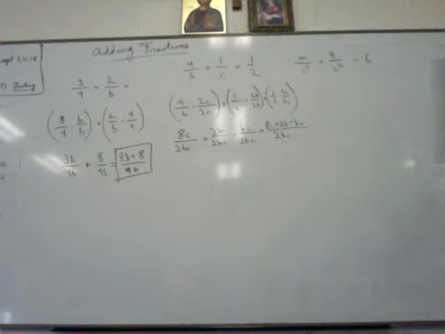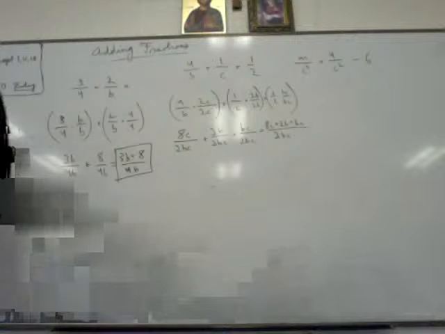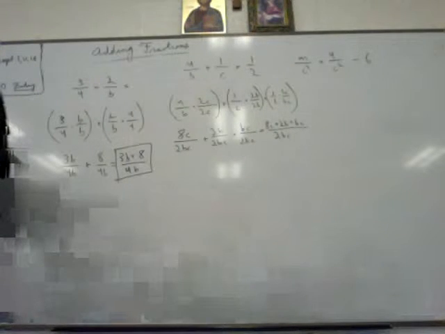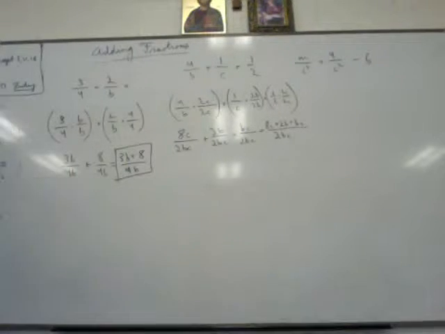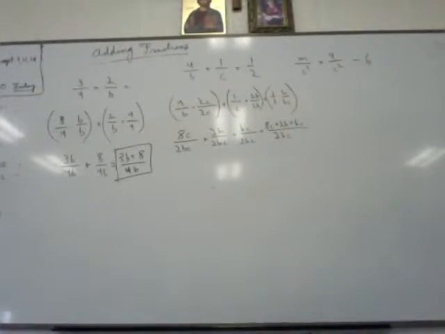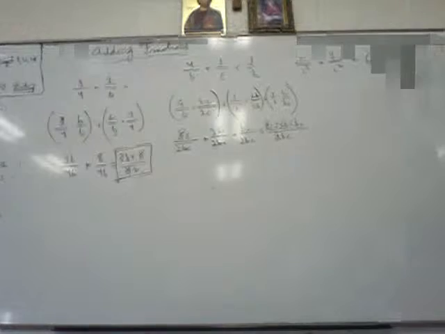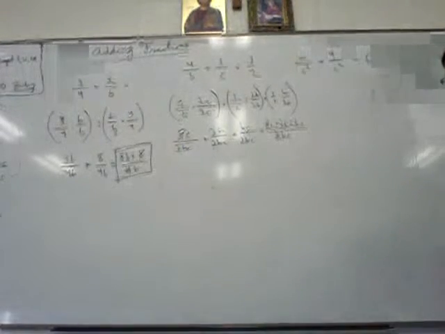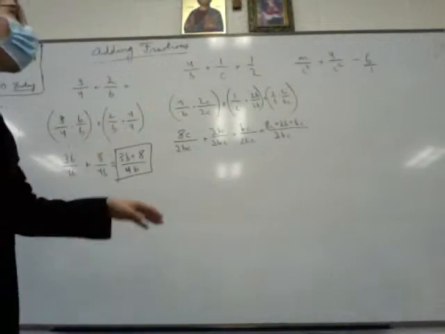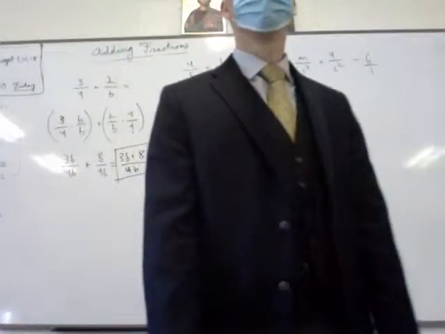Now let's look at this one: m over c cubed plus 4 over c squared minus 6. What is the least common multiple of these 3 terms? If you make it easier, you can put 6 over 1. So what's the least common multiple of c cubed, c squared, and 1? C cubed.